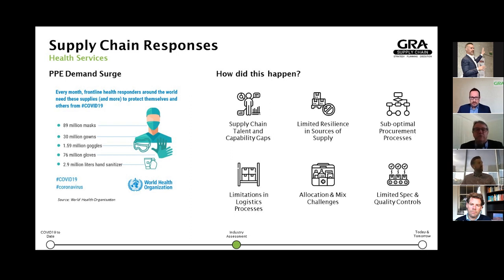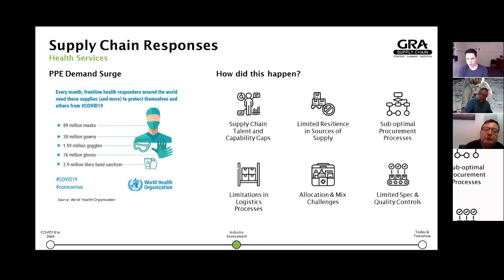If we move into slide 20, next one, with the health services sector. Personal protective equipment, PPE, demand surge, we're all familiar with. Global shortages, lots of countries can't get enough supply, and obviously a critical element to ensure that people are kept safe in hospitals. How did it happen? Well, the issues arose. There are talent gaps within the supply chain and capability. The health supply chain hasn't needed the level of maturity that you might get in FMCG. There's limited resilience in their resources supply. A lot of health equipment comes through centralised government channels, and it's through procurement programs that are not heavily focused on shift in demand or change in profile.